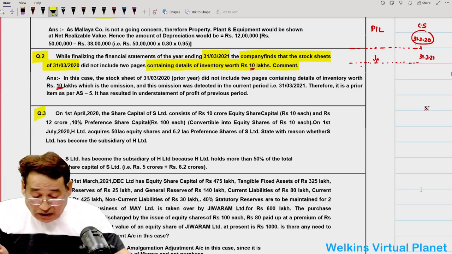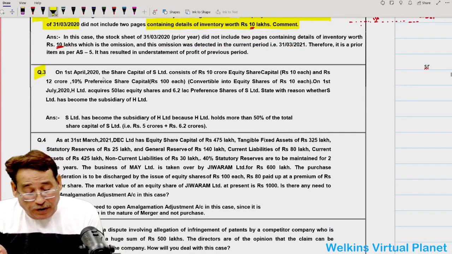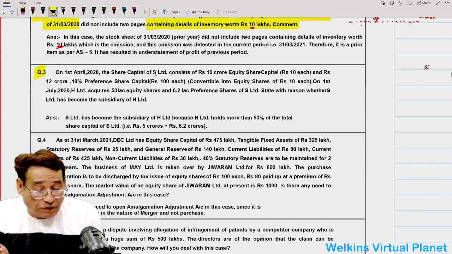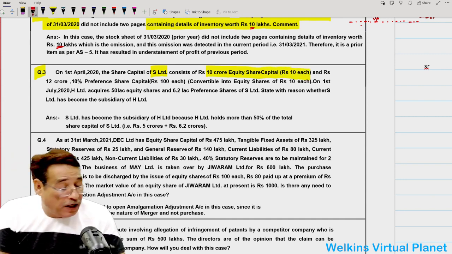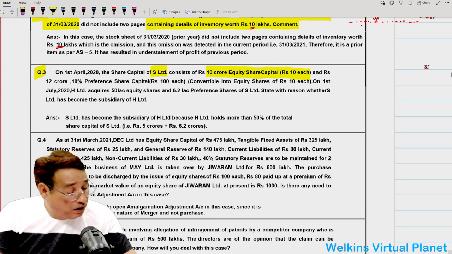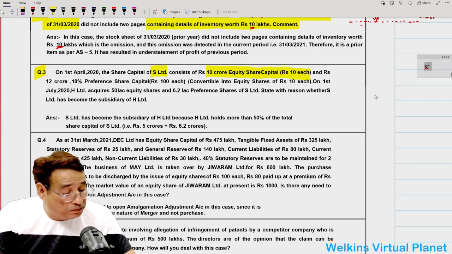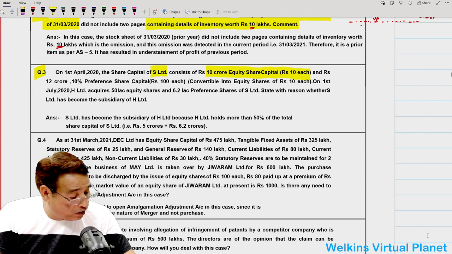Question number three states that on 1st of April 2020, share capital of S Limited consists of 10 crore equity share capital of rupees 10 each. So there is a company by the name of S Limited.